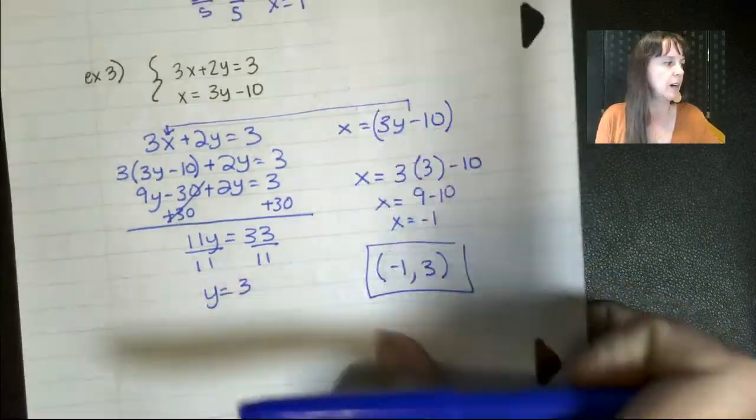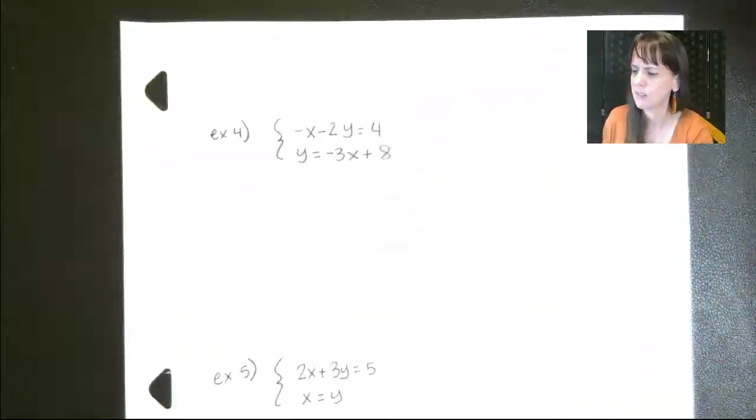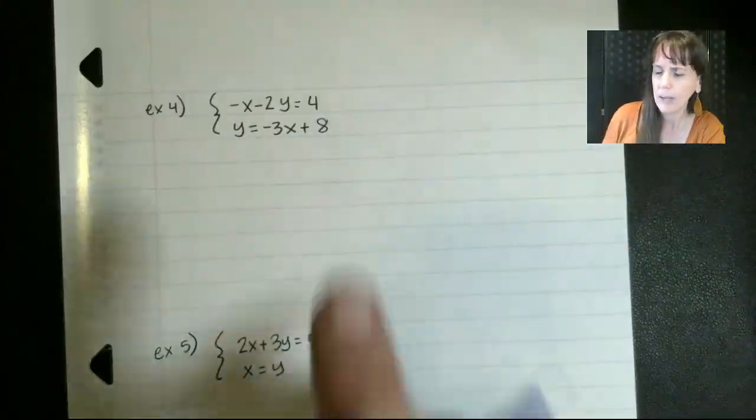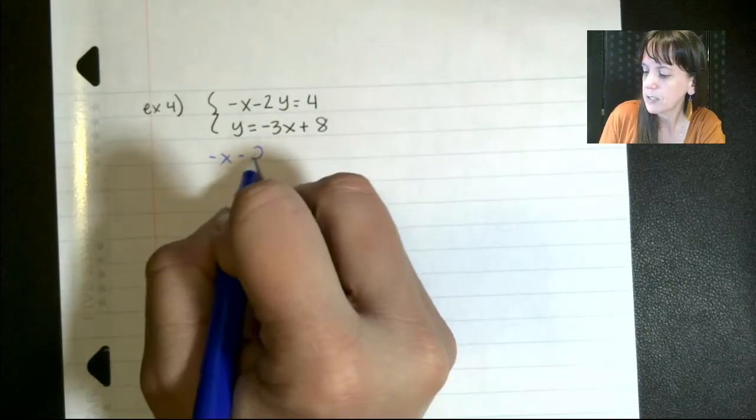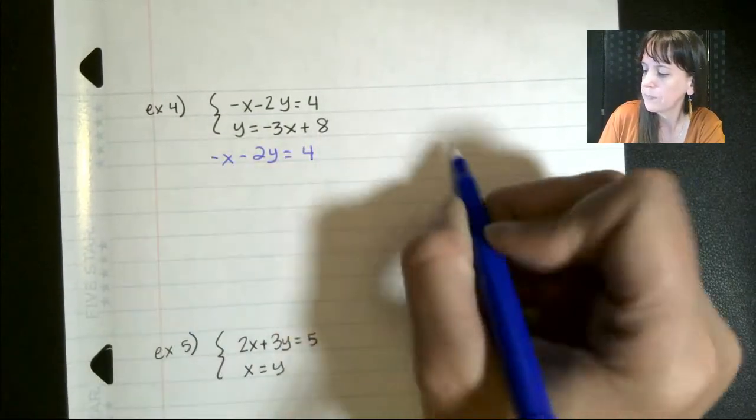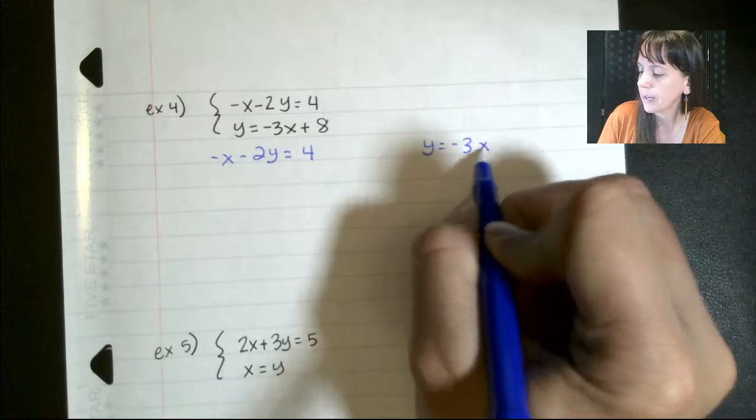Okay, so let's try some other examples here. There were a lot of examples in this lesson. Okay, so we're going to write it side by side. Negative x minus 2y equals 4, and y equals negative 3x plus 8.